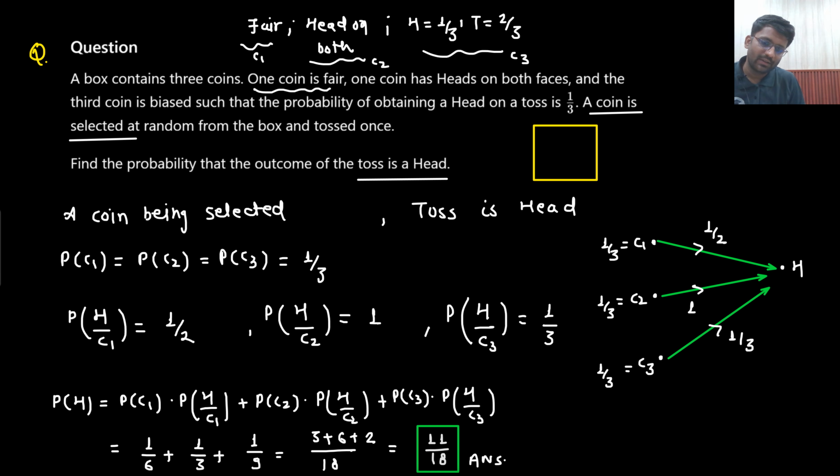Very easy question. In the examination, I will directly write down this step. I would directly see that, sir, fair coins are being selected. Directly I would see, sir, the probability will be 1/2. Here it would be 1/2, here it would be 1, here it would be 1/3. Then I would see, sir, I need to get the head. So how can I get a head? Tossing the coin C1, getting a head on this. Tossing a coin C2, getting a head on this. Tossing a coin C3, getting a head on this.